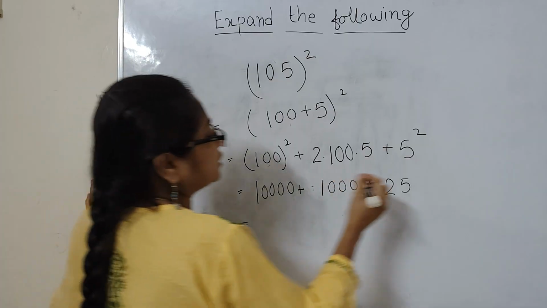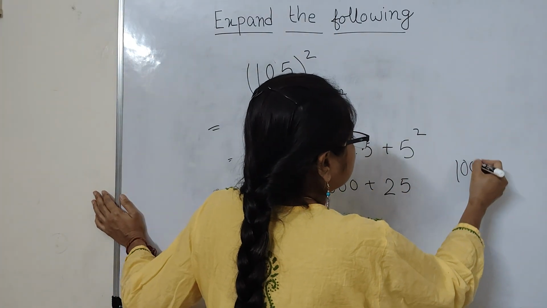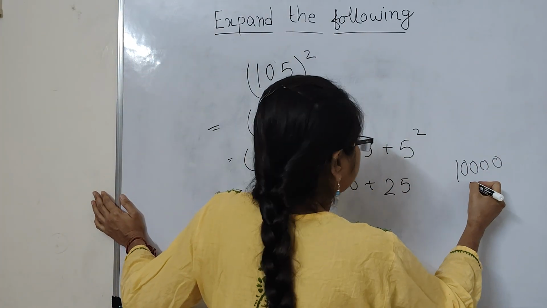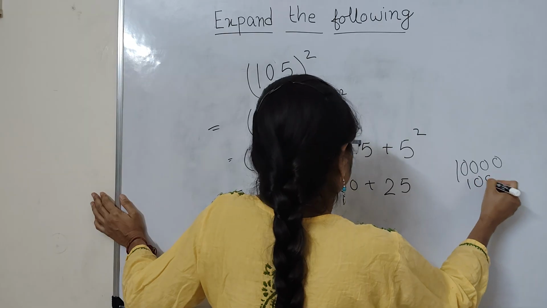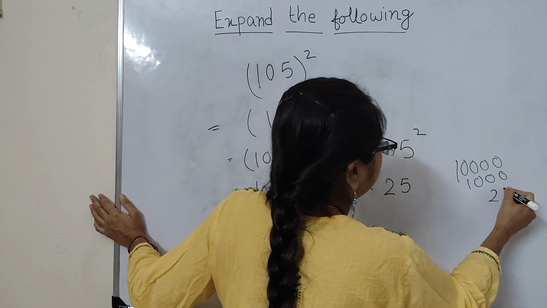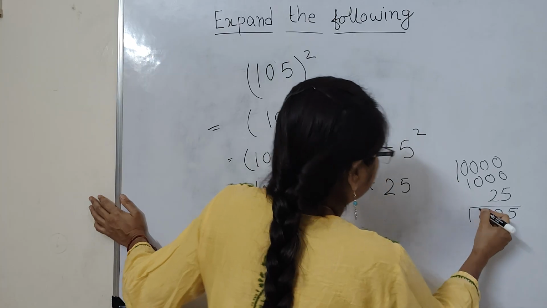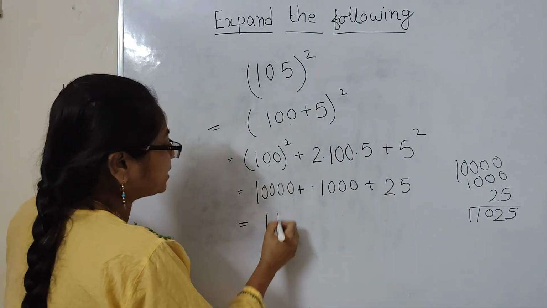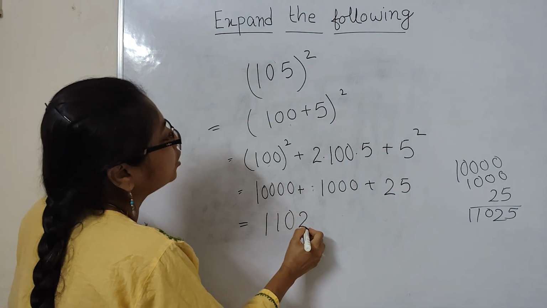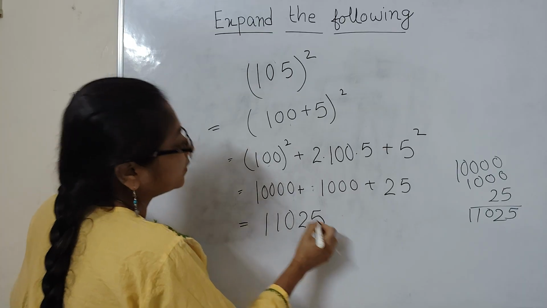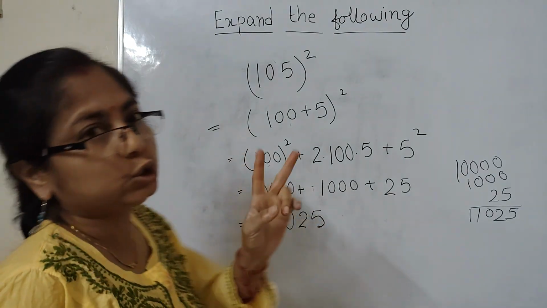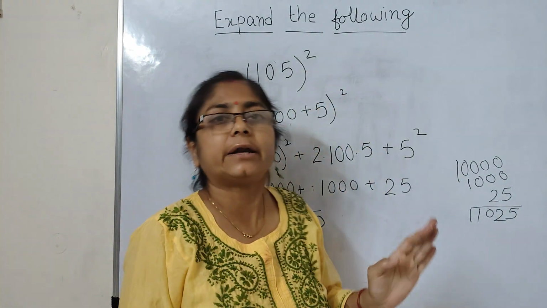Now you add this part. 10000, 1000, then 25. Your answer is 11025. Now I have taught two types of expanded forms.